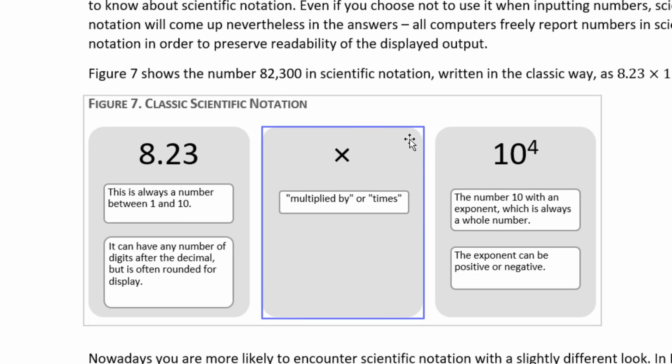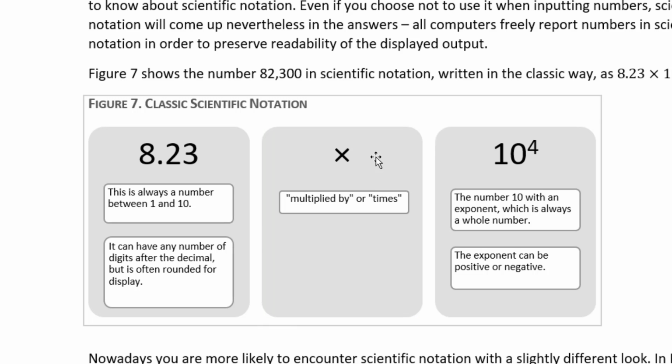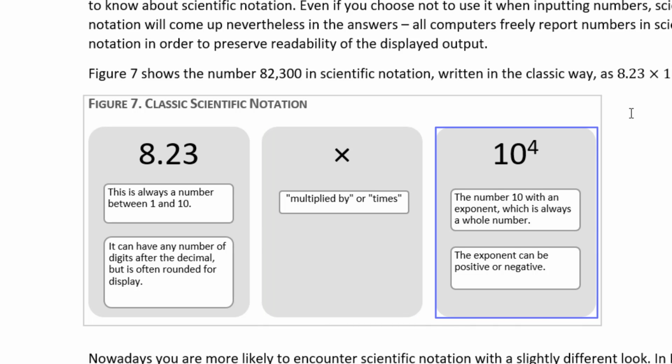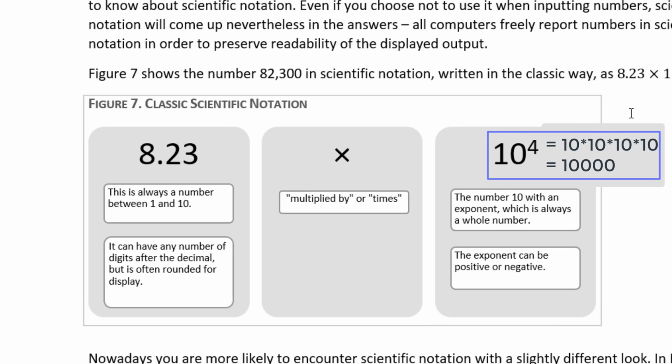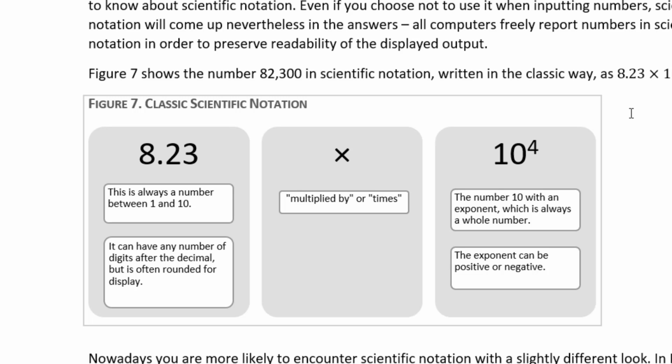The second panel in figure 7 just shows a multiplication sign, and that is your normal multiplied by or times sign. The third panel shows 10 to the fourth, so that's 10 to the fourth power. 10 to the fourth power is 10 times 10 times 10 times 10, okay? But in scientific notation, it's always written 10 to a power. And this is the part that's going to tell you what happens with that decimal place in scientific notation. So this part is always the number 10 with an exponent, which is always a whole number. The exponent can be positive or negative.